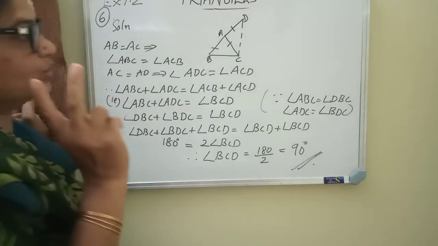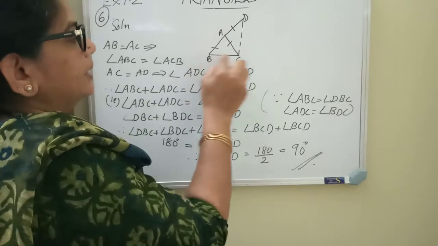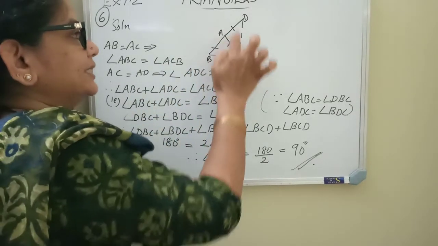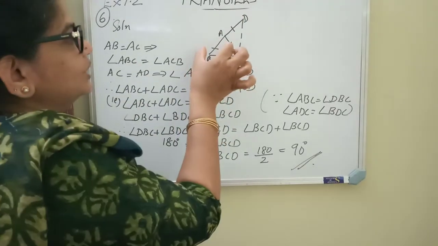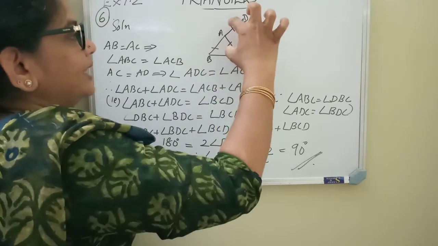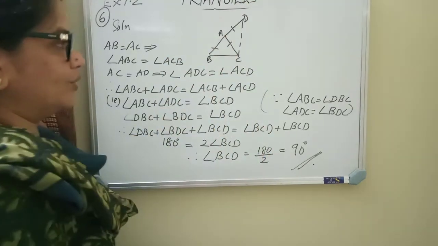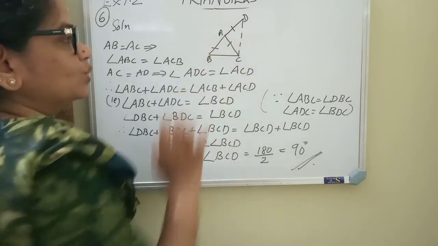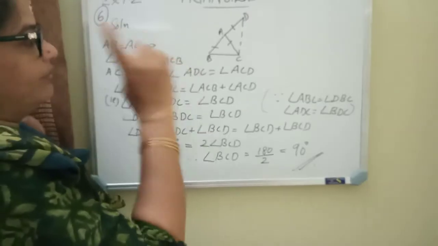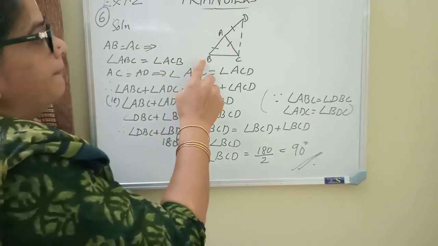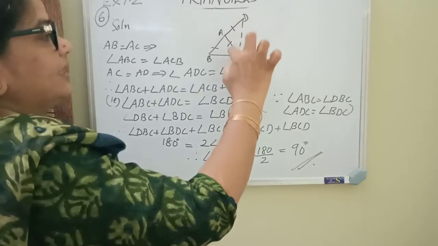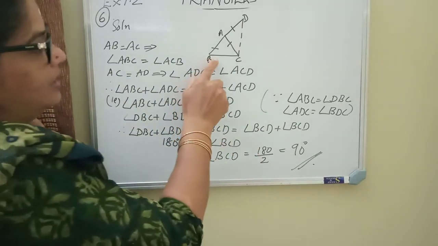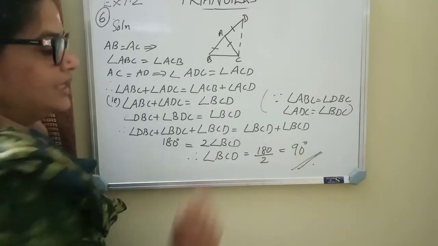What are the two isosceles triangles? Triangle ABC and triangle ACD. Okay. Because these two sides are equal, in the same manner in this triangle, these two sides are equal. So we are having two isosceles triangles. Using this only we have to prove that angle BCD must be 90 degrees. Okay, angle BCD we must prove that it is 90 degrees.